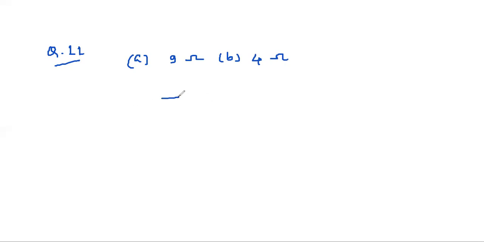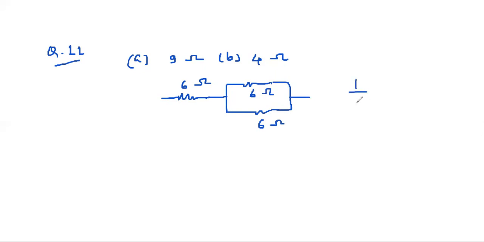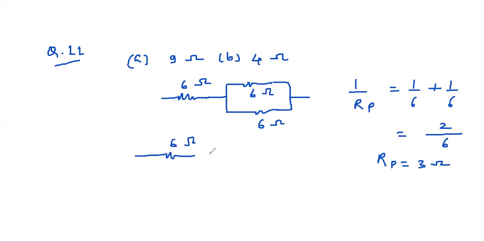So suppose we keep 6 ohm resistor here and 2 6 ohm resistors in parallel. So what do we get? This is 6, this is 6. So we first evaluate this portion in parallel. 1 upon Rp is equal to 1 upon 6 plus 1 upon 6, which will give 2 upon 6, or Rp equal to 3 ohm. So this is 6 ohm and then this is 3 ohm. So which will give 9 ohm. So purpose is served.